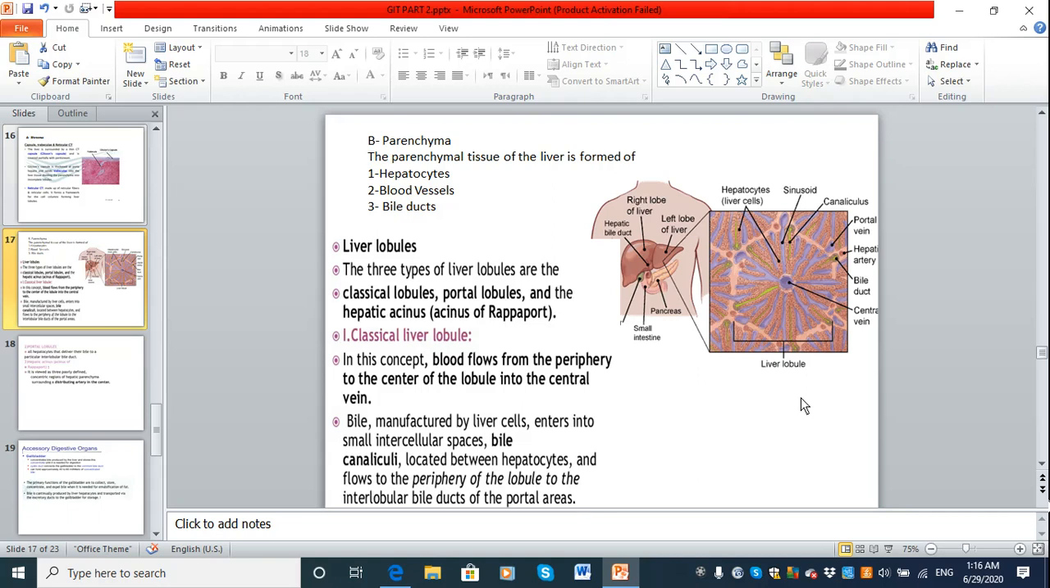Right? The classical liver lobule is the concept of blood passage from the periphery, here we have it from the periphery, and goes into the central vein. So it's from outer to inside. And the bile manufactured by liver cells enters into a small intercellular space, which is called the bile canaliculus, located between the hepatocytes, and the bile passes to the periphery of the lobule to the interlobular bile ducts of the portal areas.